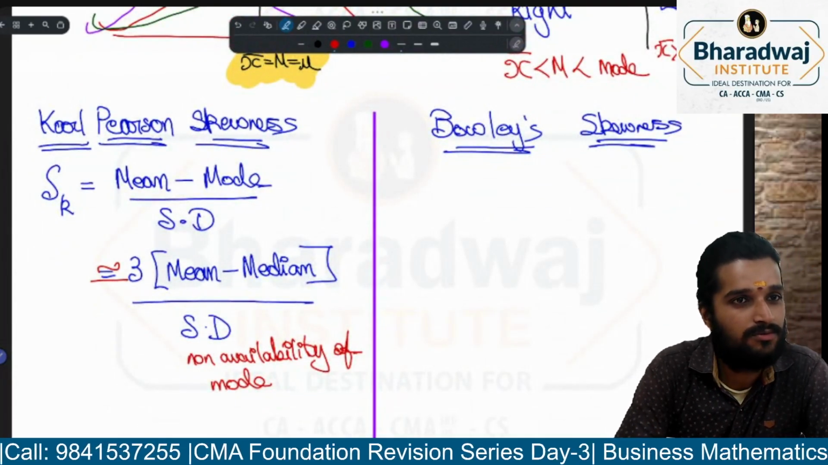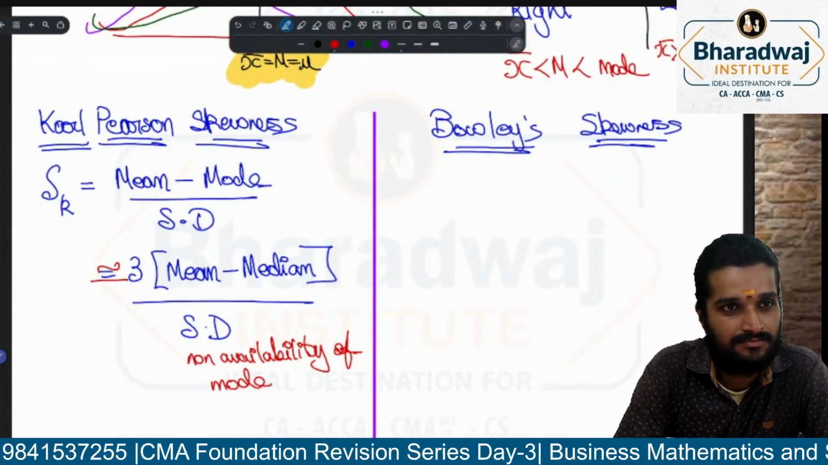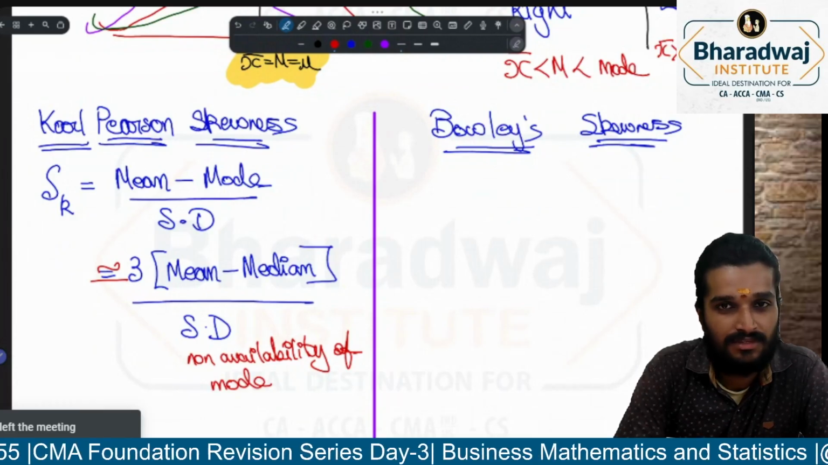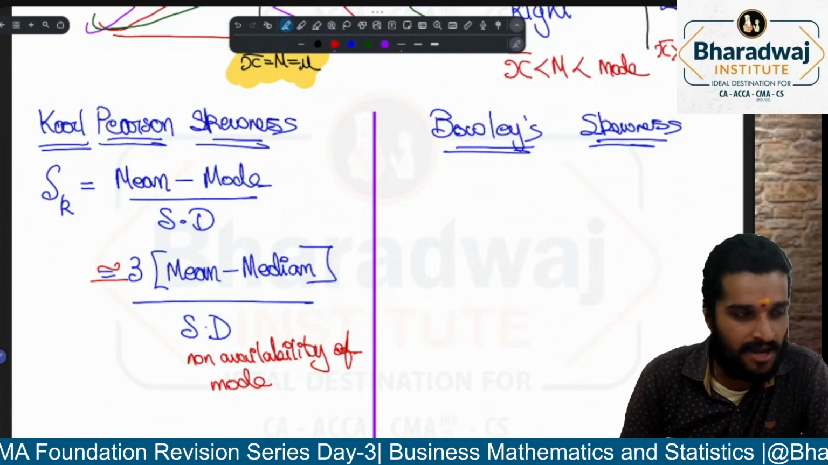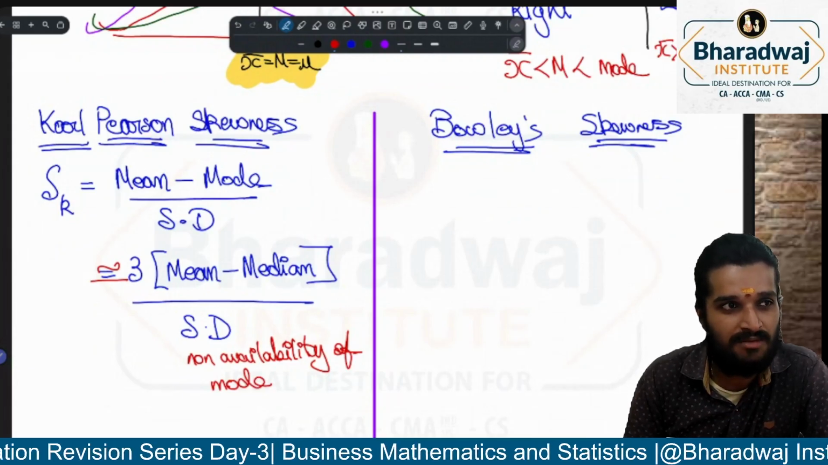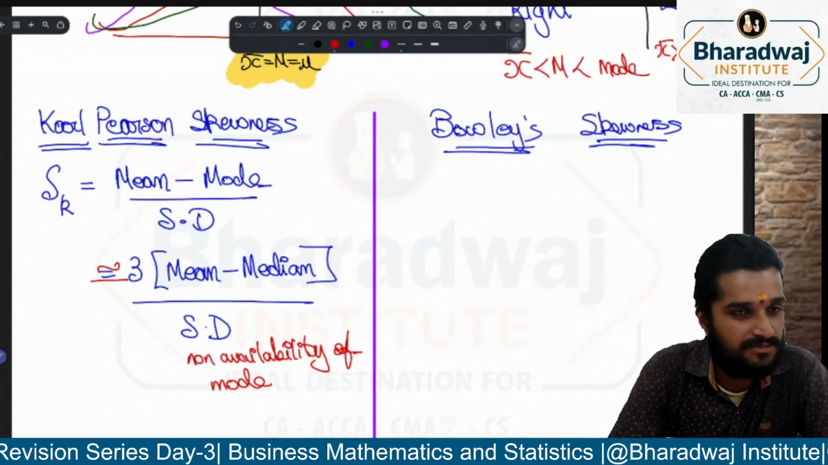What's the formula for mode? L plus F0 empirical formula. Mode is 3 median minus 2 mean. So mean minus mode becomes mean minus 3 median plus 2 mean, so 3 mean minus 3 median, which is 3 times mean minus median.